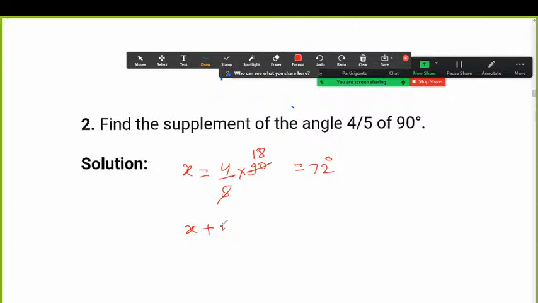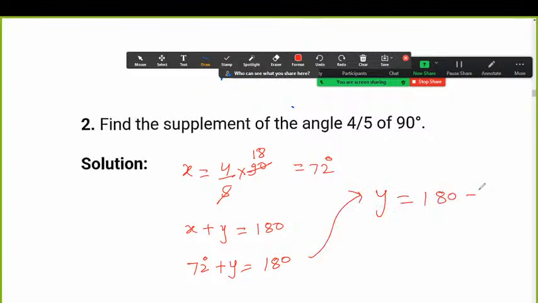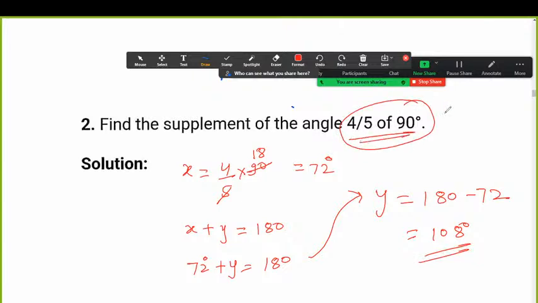Let's say the supplement of this is y. Then their sum should be 180. Now we have 72, and I want the supplement of 72. That means I need to figure out the value of y, which you can obtain by subtracting it from 180. That is coming out to be 108 degrees. That's your answer. First you need to figure out the value of 4 by 5 of 90, which means 4 by 5 times 90, and that is why we got 72. And then we determined the supplement of 72 degrees. Is it okay? Yes, sir.